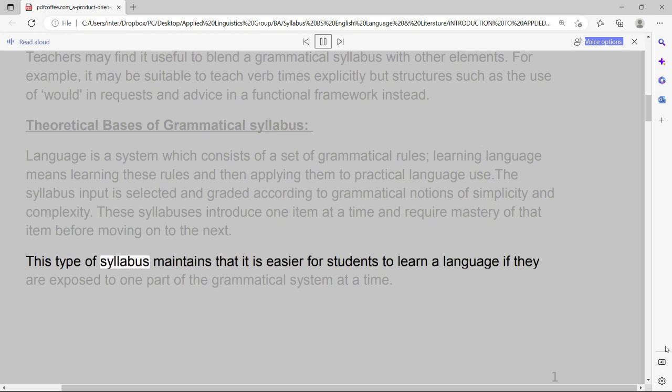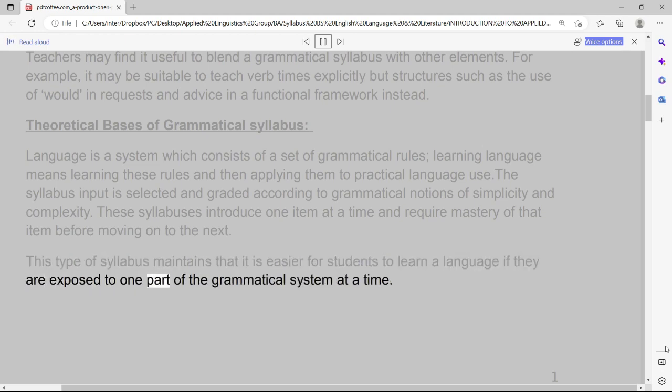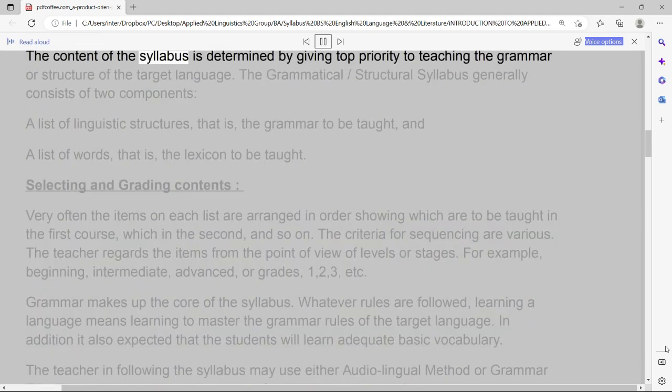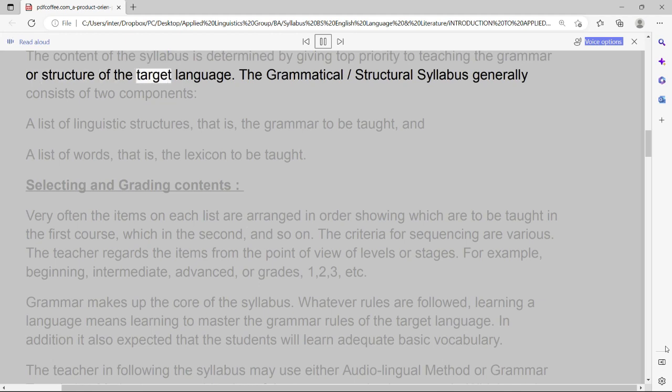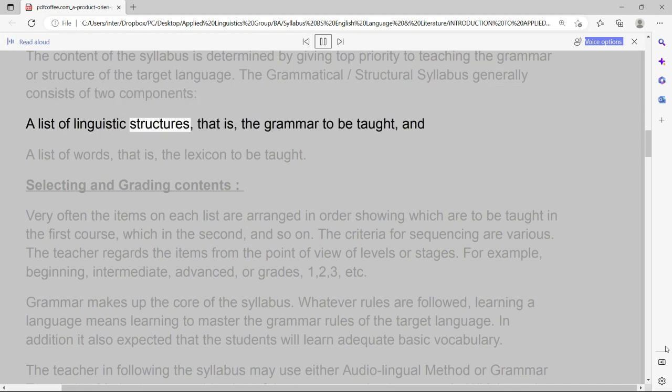This type of syllabus maintains that it is easier for students to learn a language if they are exposed to one part of the grammatical system at a time. 1. The content of the syllabus is determined by giving top priority to teaching the grammar or structure of the target language. The grammatical/structural syllabus generally consists of two components: a list of linguistic structures, that is, the grammar to be taught, and a list of words, that is, the lexicon to be taught.